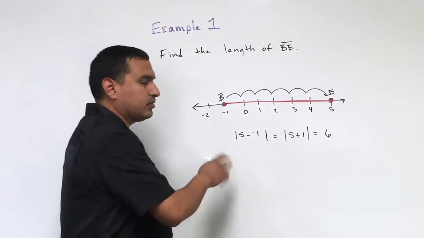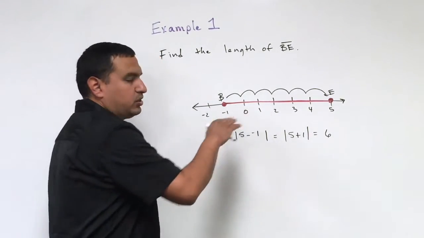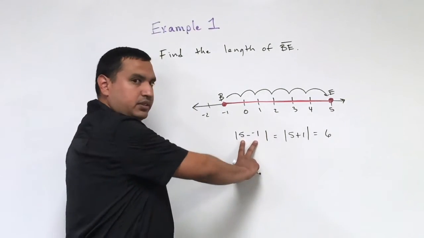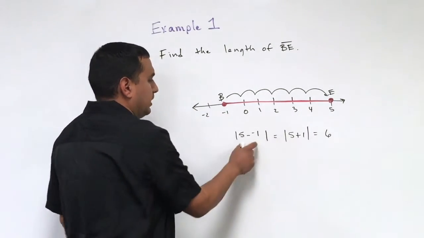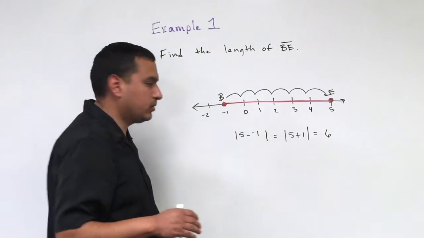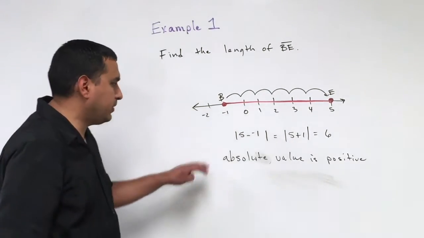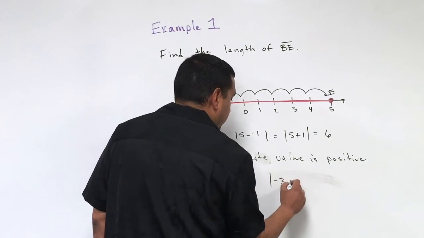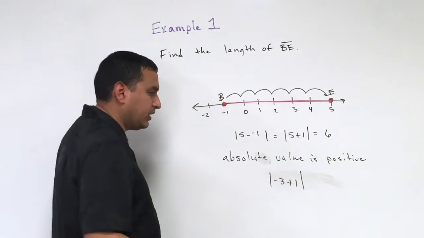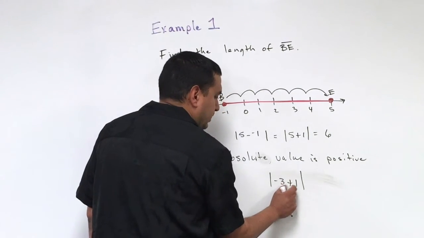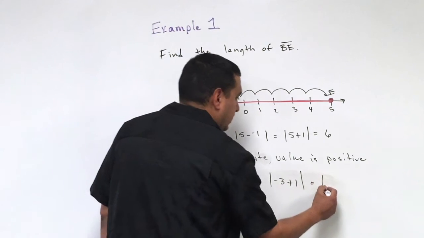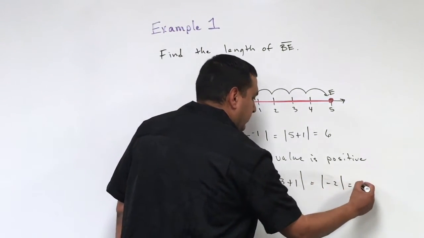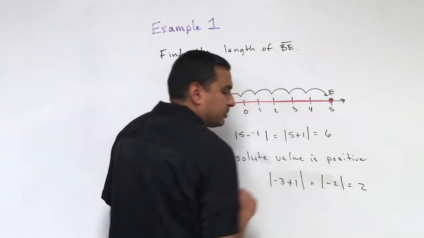But there are problems that get a little more complicated, and it's not just a matter of counting down the number line. So what you want to do is subtract the two coordinates and take the absolute value. Those of you that don't remember, absolute value is always positive. So if I had, say, -3 plus 1, and I want to take the absolute value of that, when I add these two, -3 plus 1, I get -2. But because I have these absolute value bars on it, I change the sign and it becomes positive.